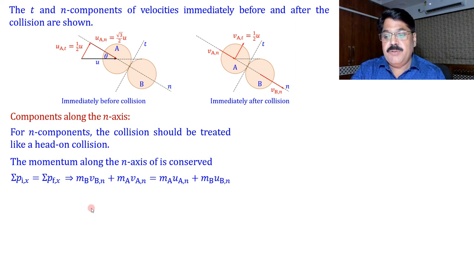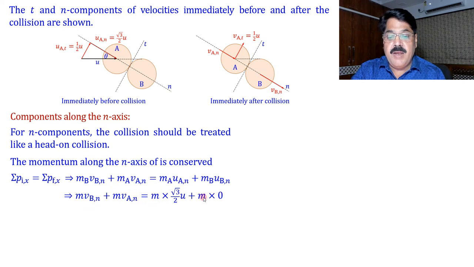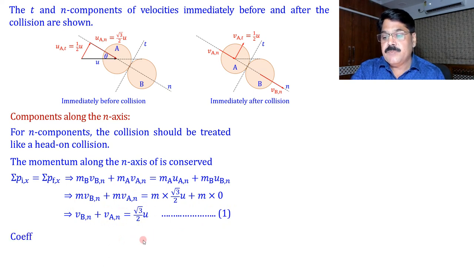And now we substitute the values. So what do we get here? m vbn plus m van is equal to m into u root 3 by 2 plus m into 0, and cancelling out m throughout the equation, what can we write? vbn plus van is equal to root 3 by 2 u. Call it equation number 1.